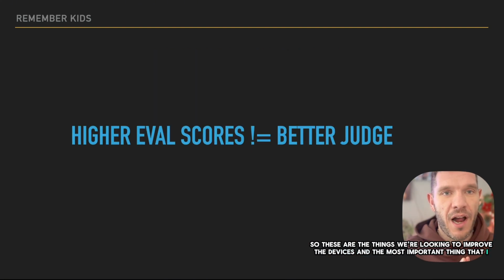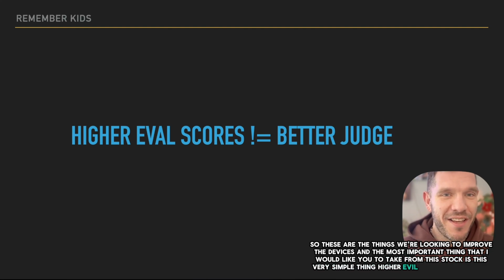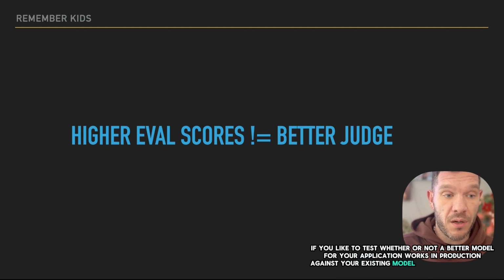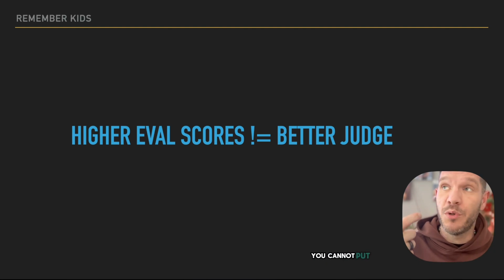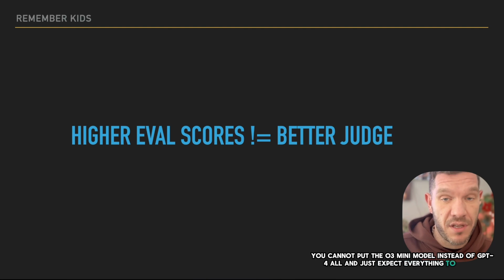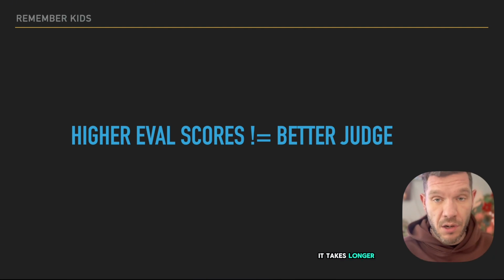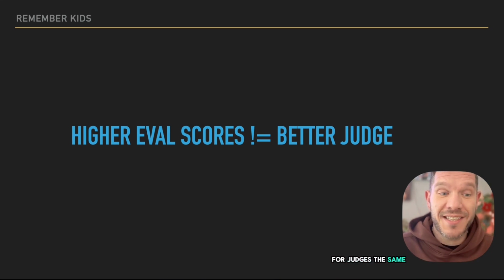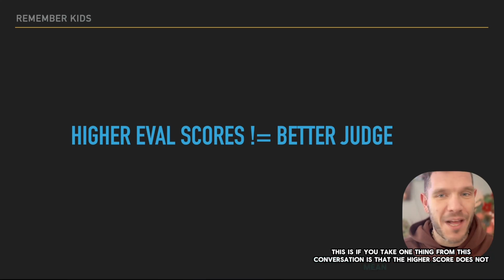And the most important thing I would like you to take from this talk is this very simple thing. Higher eval scores on LLM as a judge does not mean a better judge. If you'd like to test whether or not a better model for your application works in production against your existing model, you cannot just string replace the model. You cannot put the O3 mini model instead of GPT-4o and just expect everything to work. This model is a thinking model. It takes longer, but it also requires different prompting. For judges, the same thing is happening. If you take one thing from this conversation, it's that a higher score does not mean a better judge.